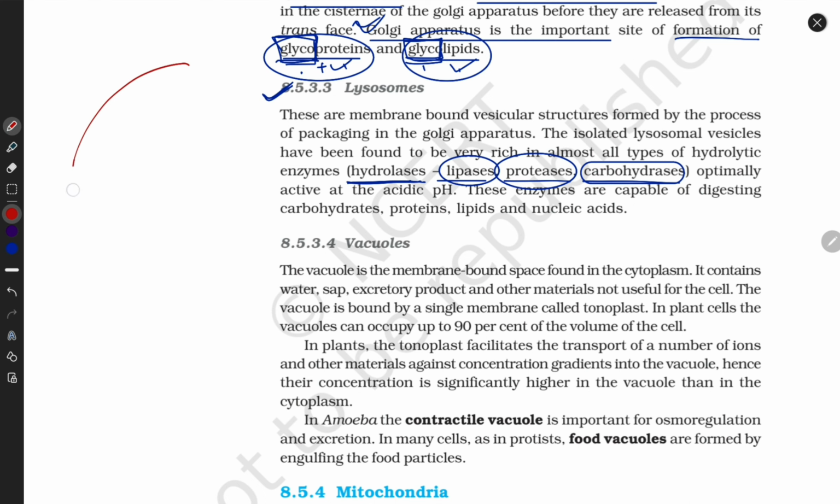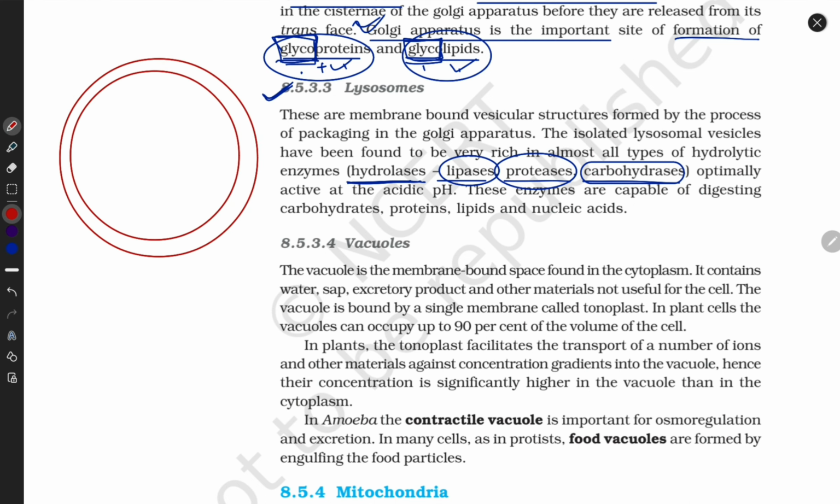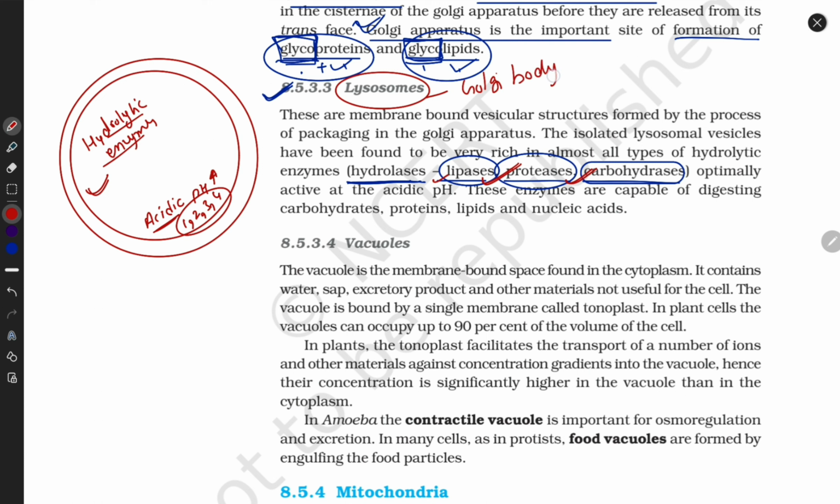What are lysosomes? This is a membrane-bound structure. Which kind of membrane? Simple, guys, plasma membrane. And the acidic volume is very high. Acidic nature means their pH is 1, 2, 3, 4. They contain lots of hydrolytic enzymes, like enzymes for lipid breakdown, enzymes for protein breakdown, and enzymes for carbohydrate breakdown, guys. Lysosomes arise from the Golgi body.